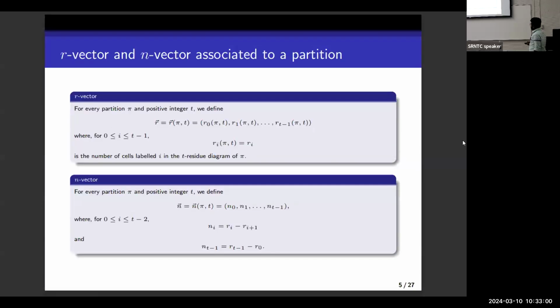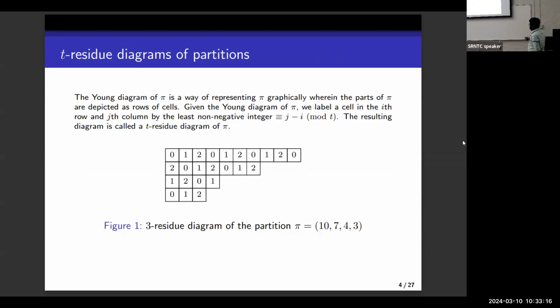Then we have the N vector. It's also a t-dimensional vector where Ni is Ri minus Ri plus 1, so that's the successive differences of the Ri's, and Nt minus 1 is Rt minus 1 minus R0. So the N vector for our previous example is 0, 0, 0.